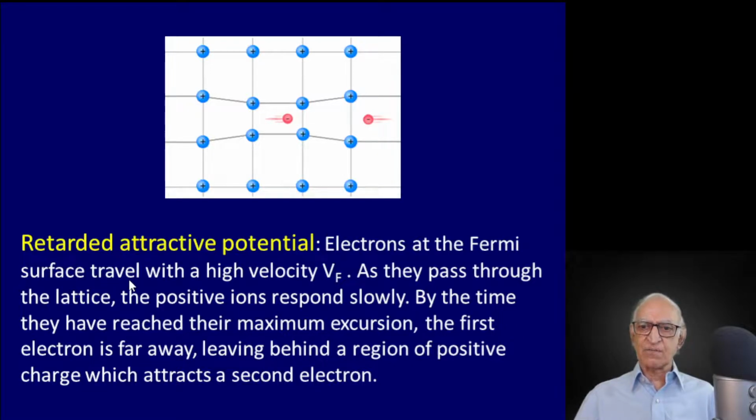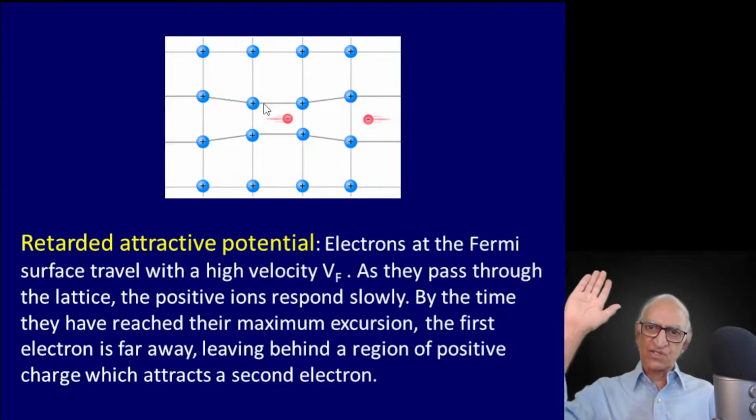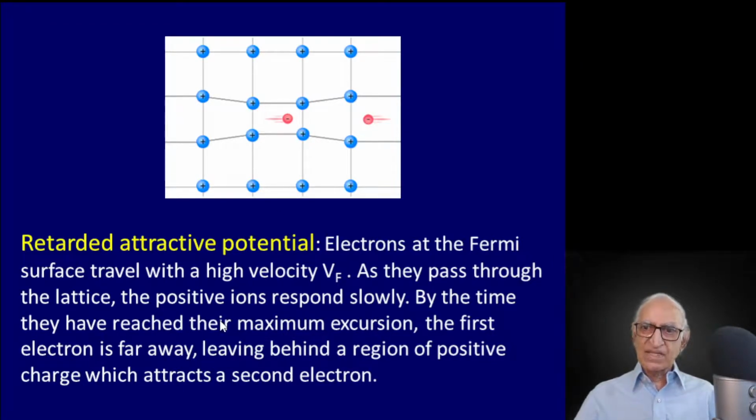Electrons at the Fermi surface level travel with a velocity which is the Fermi velocity, which is the Fermi momentum divided by the mass of the electron. As they pass through the lattice, the positive ions respond slowly. By the time they have reached their maximum excursion, which is shown over here, the four positive charges have come closer together than in a normal lattice. The electron is gone. But it leaves behind a region of excess positive charge. And some other electron, a second electron, is attracted to this. So it's a retarded potential, if you like, as we discussed in electromagnetism. So the interaction between two electrons mediated by lattice vibrations leads to a net attractive interaction between two electrons.